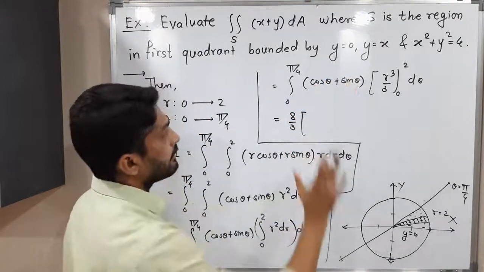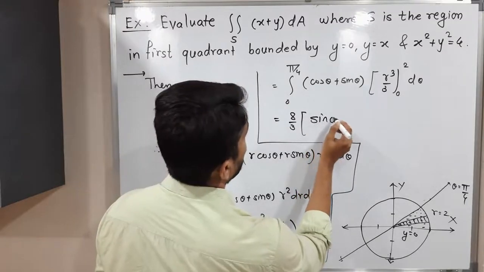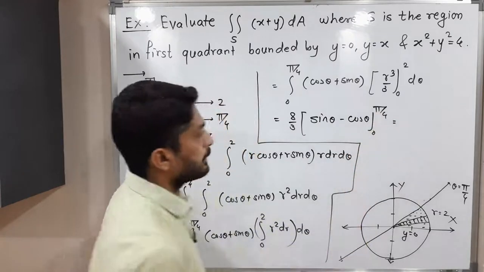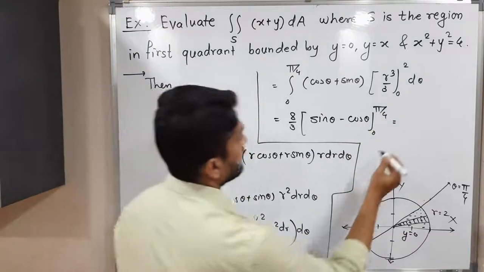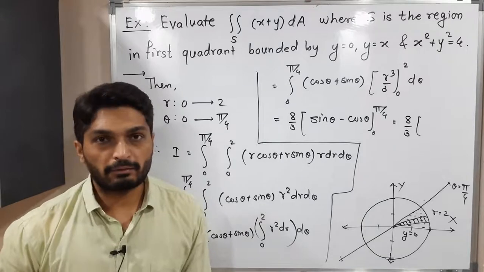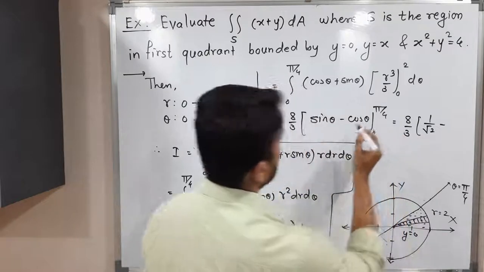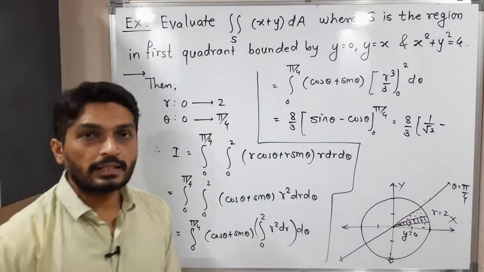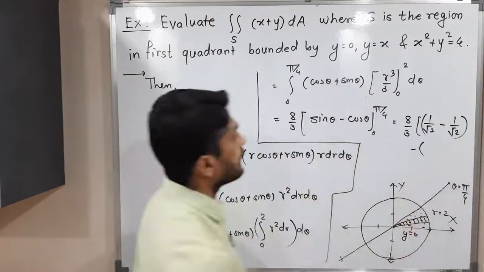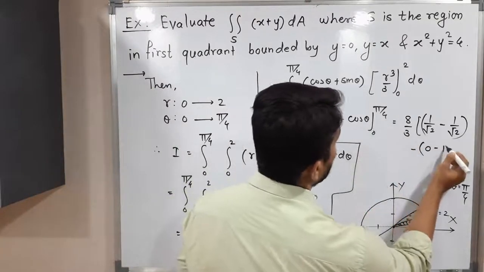Now the question is to find the value of that integration. The integration of cos theta, you know, is sin theta. The integration of sin theta is minus cos theta, from 0 to pi by 4. Now simply we have to put in the upper limit and lower limit, and we will have the answer. So 8 by 3, let me write it here. I am putting pi by 4. The value of sin pi by 4, I hope you know, is 1 by root 2, minus cos pi by 4. Cos pi by 4 is again 1 by root 2. So 1 by root 2, minus. Now I am putting the lower limit 0. You know that sin 0 is 0, correct? Minus 0. Cos 0 is 1.